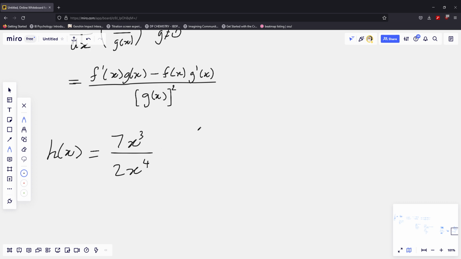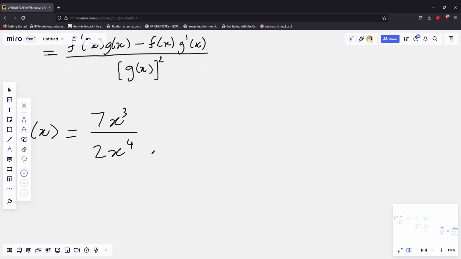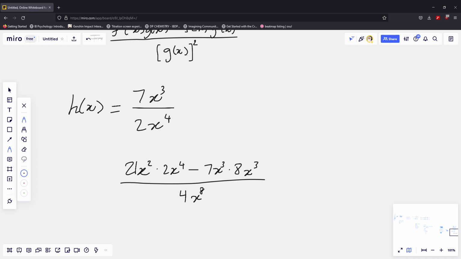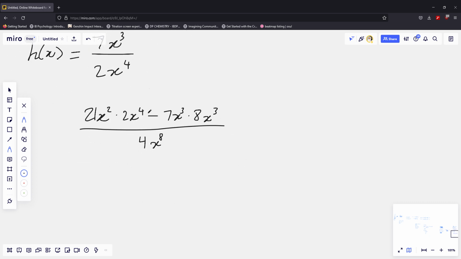Okay, now that I hope you're done, let's go over using the quotient rule first, and then we'll use the power rule. So quotient rule first, we're going to say, okay, let's take the derivative of 7x cubed, which would be 21x squared, times 2x to the power of 4, minus 7x cubed, times, sorry, not 2x, we're going to take the derivative of the bottom function, so 8x to the power of 3 instead. And we have to put this all over the bottom function squared, which would be 4x to the power of 8.